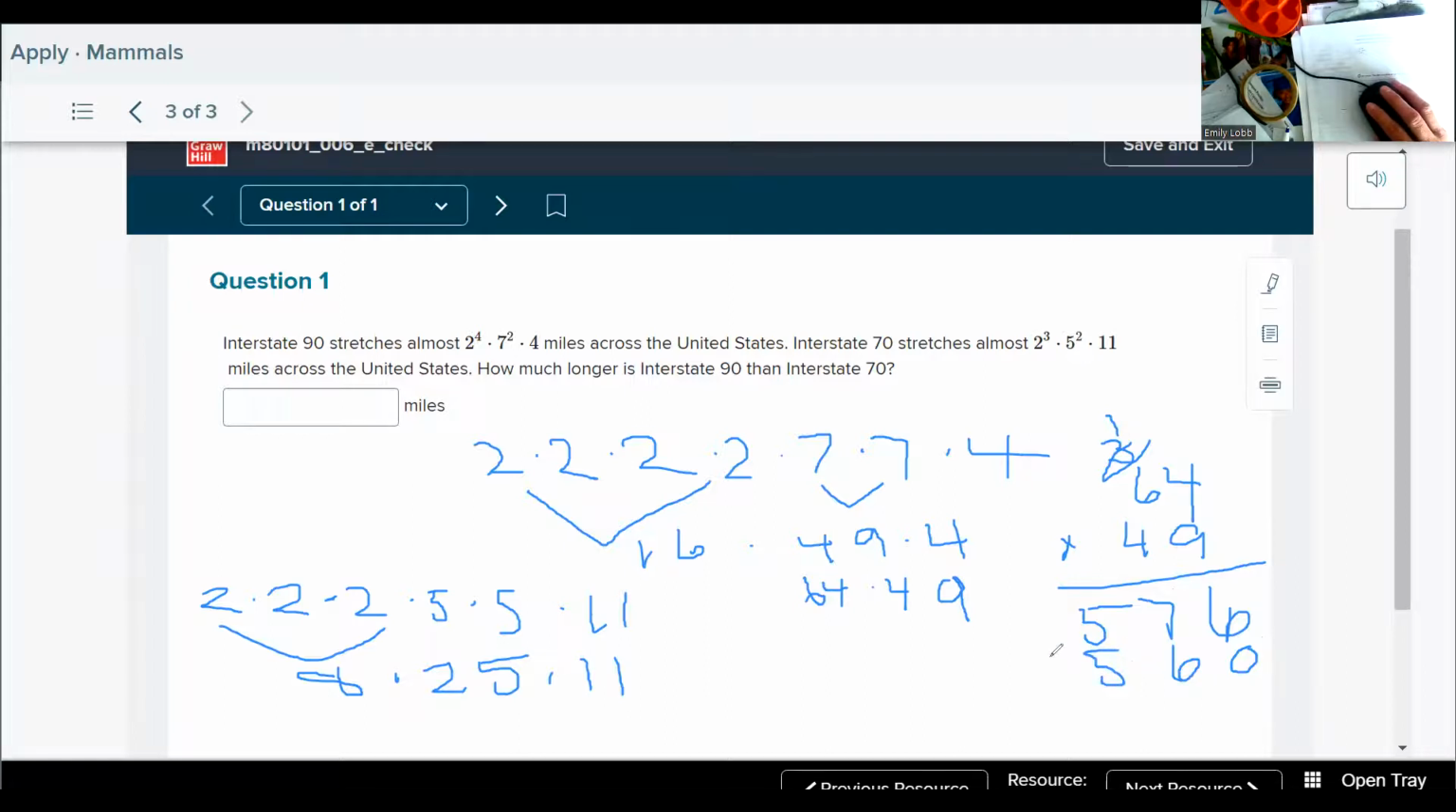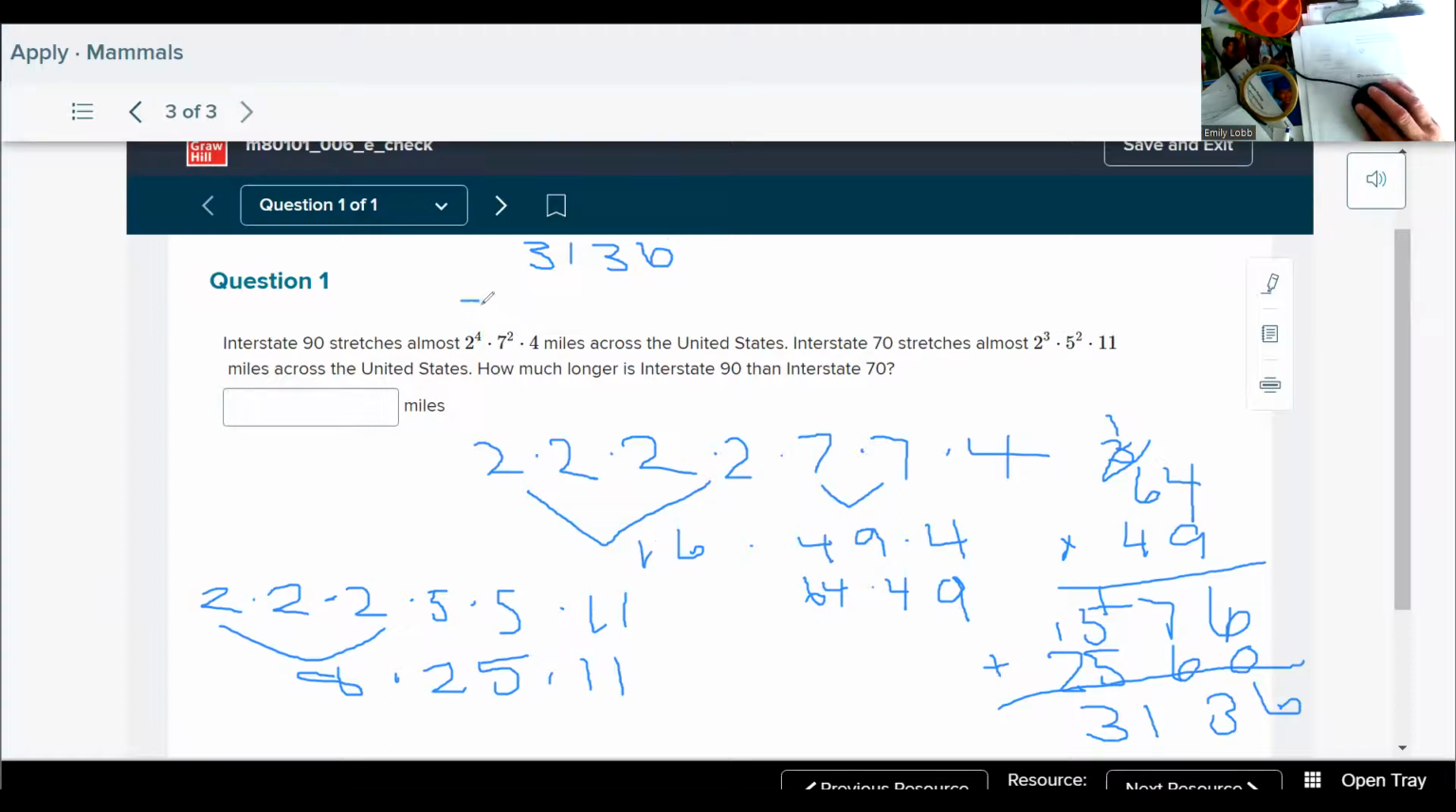I've got everything lined up. So now I can simply add 6, 13, carry the 1, 11, carry the 1, 3. That's a pretty big number. That's how many miles Interstate 90 is. 3136. I'm gonna start that subtraction problem up here. 3136.